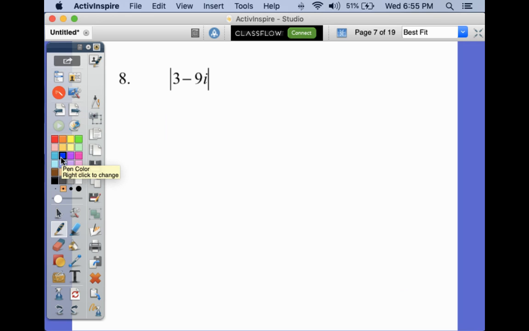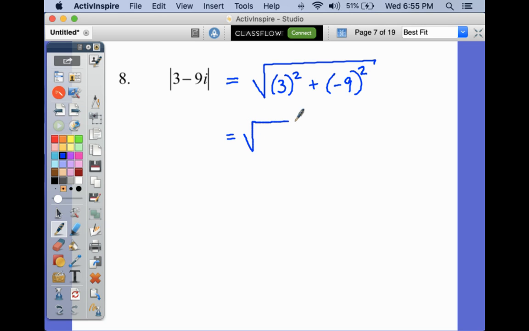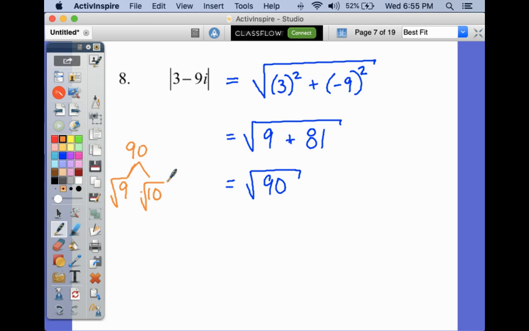Okay, next one, absolute value of 3 minus 9i is from Pythagorean theorem, but it's simply the square root of 3 squared plus negative 9 squared, which is the square root of 9 plus 81, which is the square root of 90. And kind of scratch work if you need out to the side. 90 is 9 times 10, and we can square root the 9. So we end up with 3 square root 10.